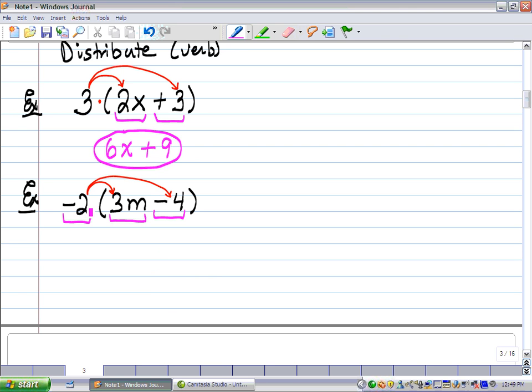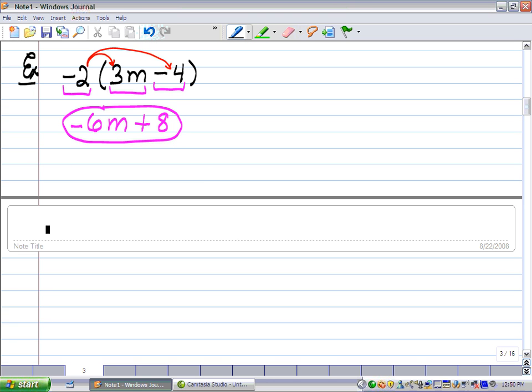So I'm multiplying negative 2 times 3 to get negative 6m. Multiplying negative 2 times negative 4 to get a positive 8. So my solution here is negative 6m plus 8.